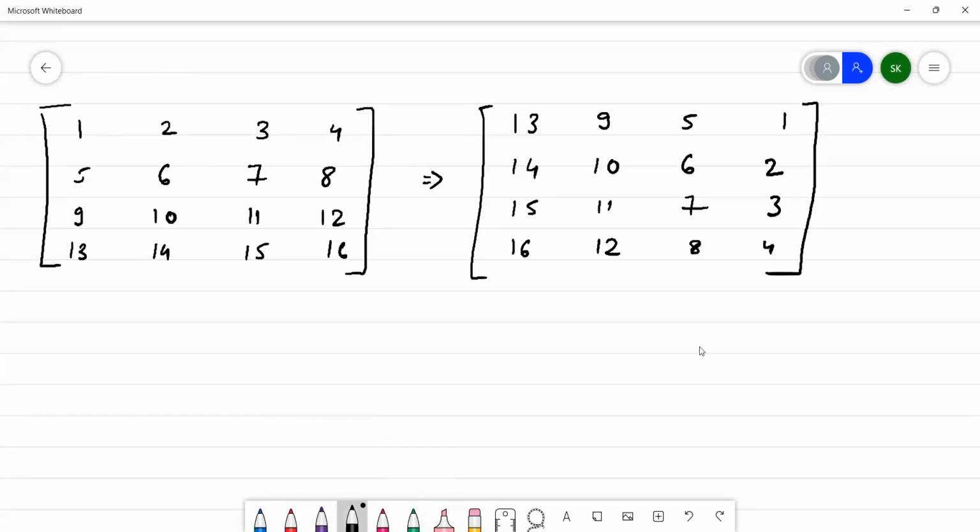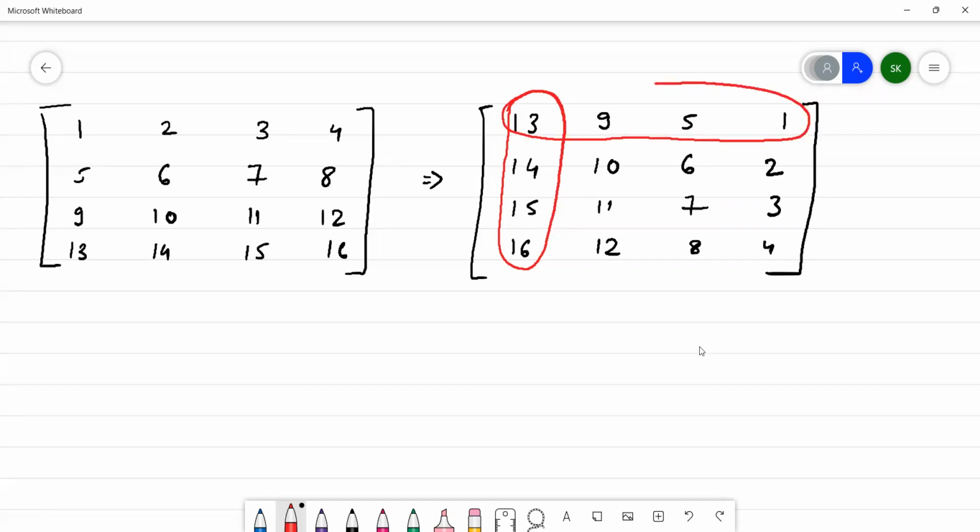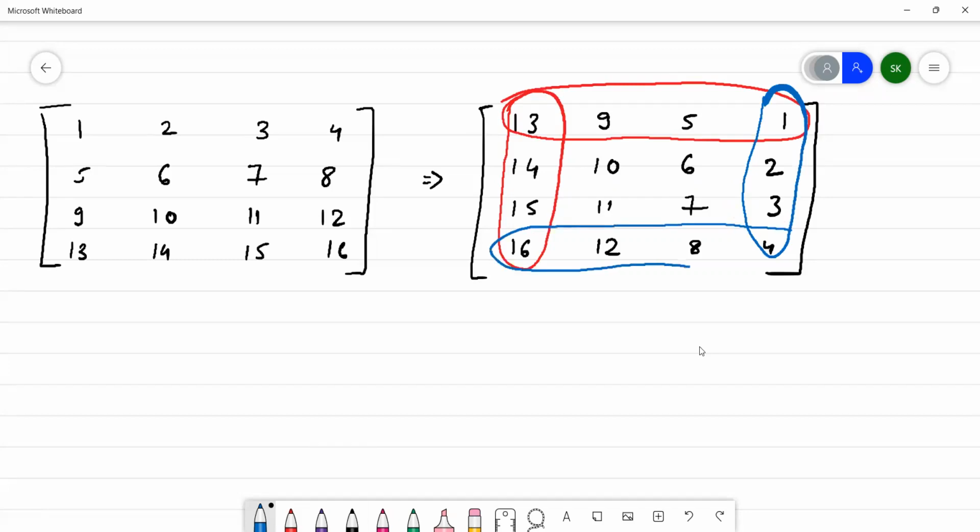Again, if you see, the same procedure is being followed. Your last row is changed to first column. Your first column is changed to first row. Your first row is changed to last column, and your last column is changed to your last row. Everyone, are you able to get this?